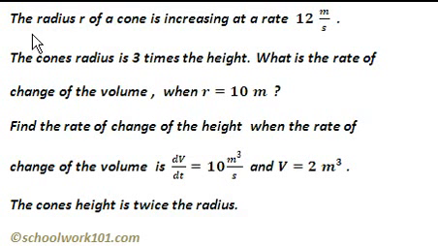Okay, well, we went ahead and took care of this first problem here. Now we're going to work on the second one. So we have to find the rate of change of the height. So that's going to be dh over dt when the rate of change of the volume, which is dV over dt, is 10 cubic meters per second. And it says the volume is equal to 2 cubic meters. So we're looking for the height. That's dh over dt.